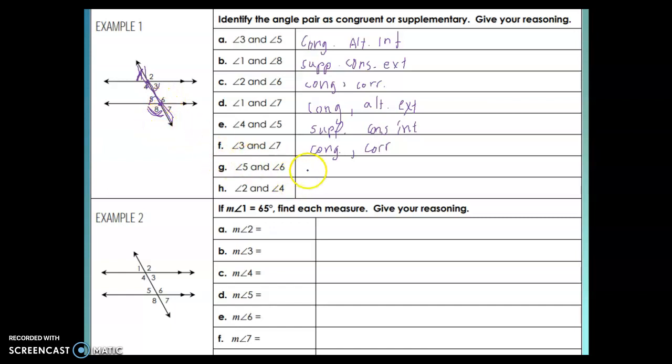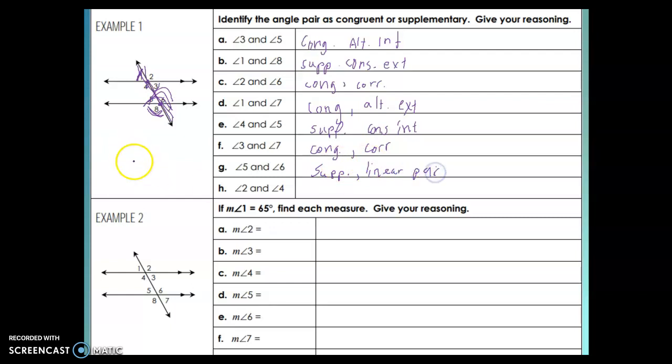5 and 6 are supplementary, and the reason that 5 and 6 are supplementary is not because of a special angle pair, but they're right next to each other. Right next to each other, their bases form a straight line, and we call that a linear pair. So that is why they are supplementary. So we're going to write linear pair.